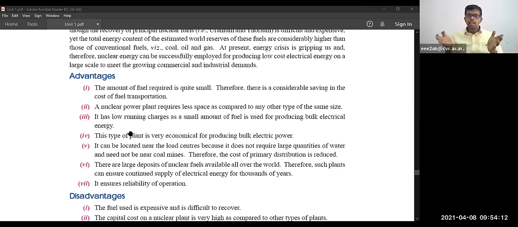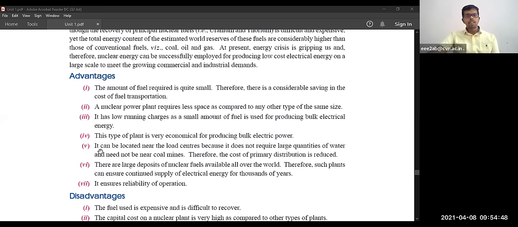In a thermal power plant, there will be conveyor belts going from the coal handling plant to the boiler, that is the furnace. It will travel for 1 kilometer or even more in some other power plants. So that much running charge we can easily reduce in a nuclear power plant. And this type of plant is very economical for producing bulk electrical power. So economical, as I said.